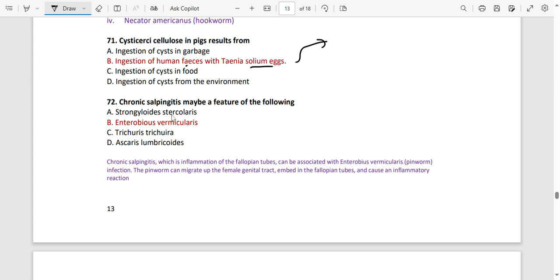Chronic salpingitis may be seen in which of the following? So salpingitis is the Enterobius vermicularis. What it does is that this guy infects the anal area, but it likes moving. It will go to the urinary tract and then cause inflammation of the fallopian tubes. So that vermicularis is a bad guy.